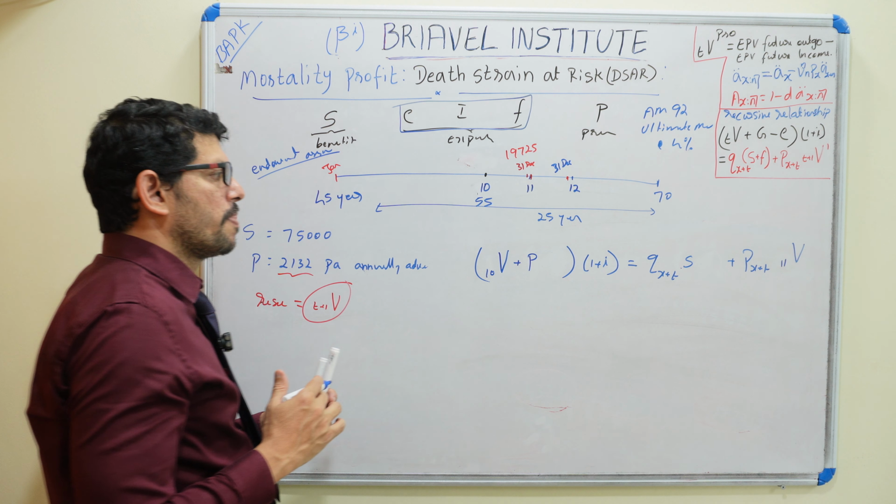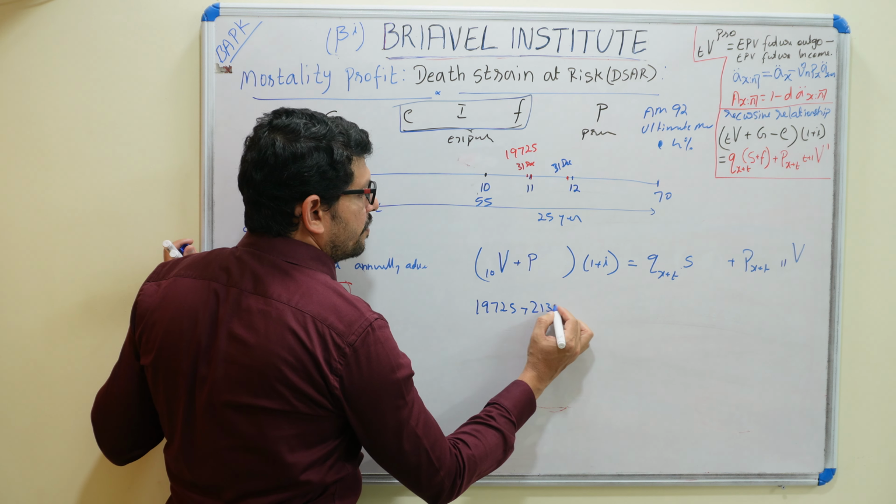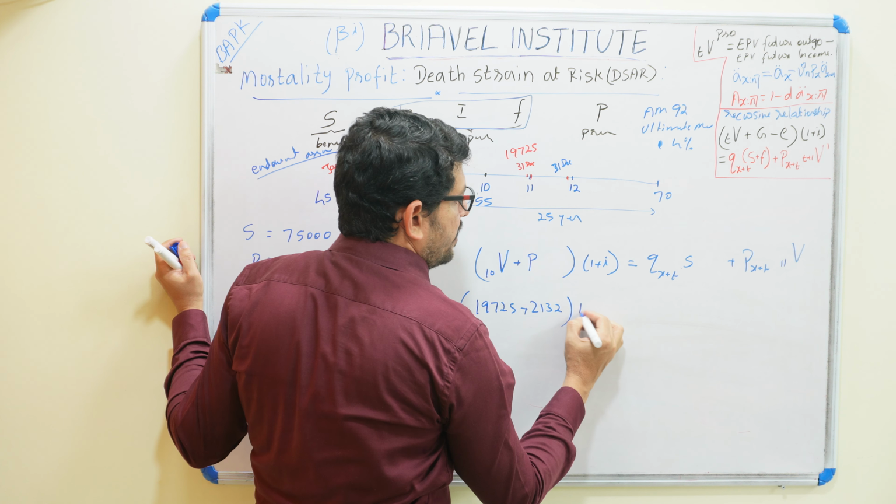So the 10th year reserve, what is my 10th year reserve? It is 19,725 plus my premium. My premium I will get as 2,132. Both I am taking at the interest rate, which is 1.04. Then for the sum assured, what is my mortality rate? It is q55. Mortality rate is calculated at the start of the year, while we are calculating at the end of the year. We are calculating the mortality rate at the start of the year. Then the sum assured, and this one you can write as 1 minus q55 times t plus 1 V. So this is my recursive relationship.